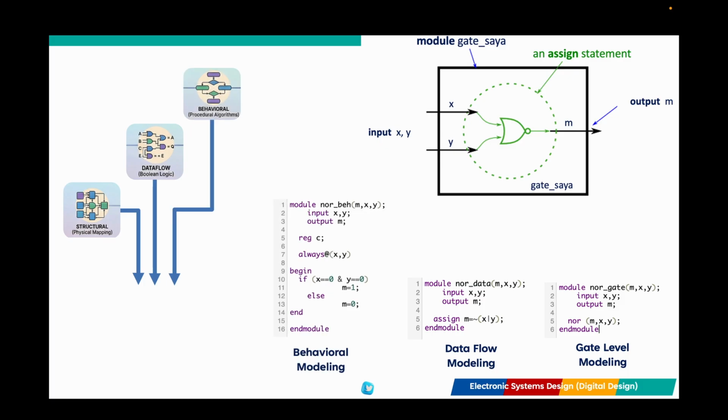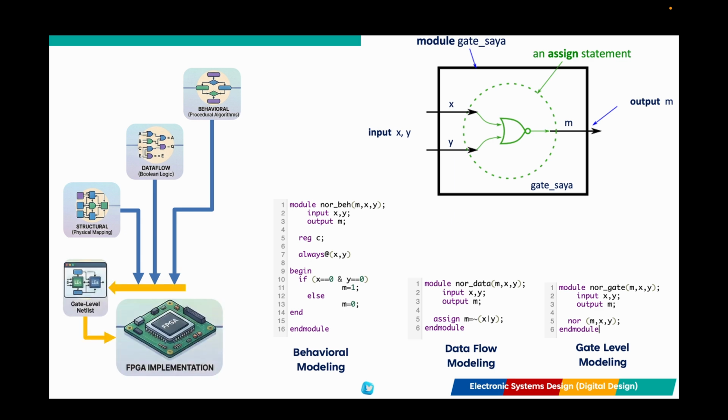And finally, we have our highest level of abstraction, the behavioral modeling technique. Here, we aren't thinking about gates or wires. We are describing the logic of the system using procedural constructs. In this NOR gate example, we use an always block. We tell the hardware, look at the inputs X and Y. If both are zeros, the output M should be 1. Otherwise, it is 0. It reads almost like a software algorithm, making it perfect for describing complex system behaviors without getting bogged down in the circuit details.